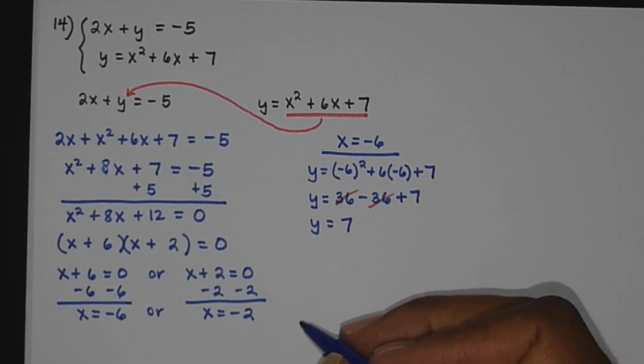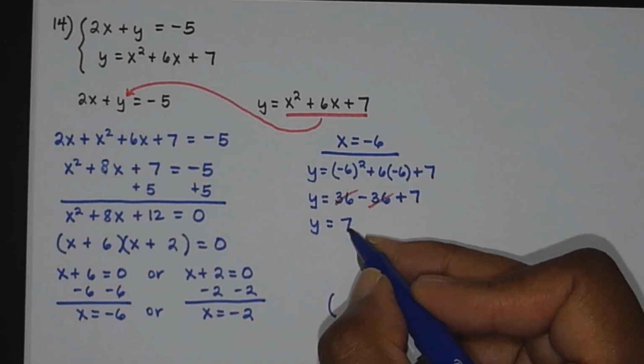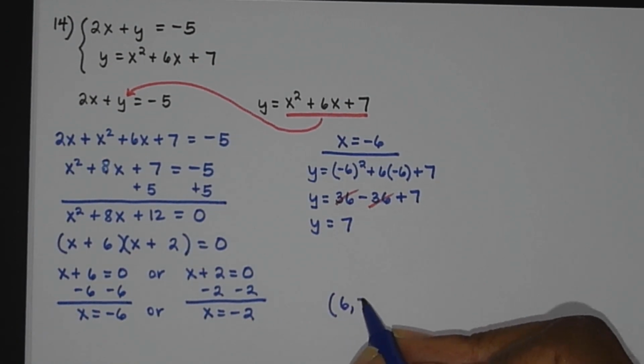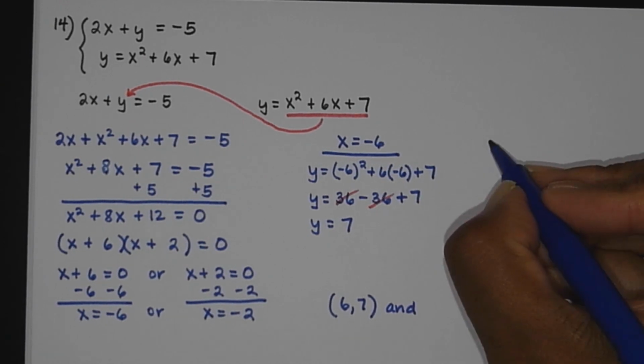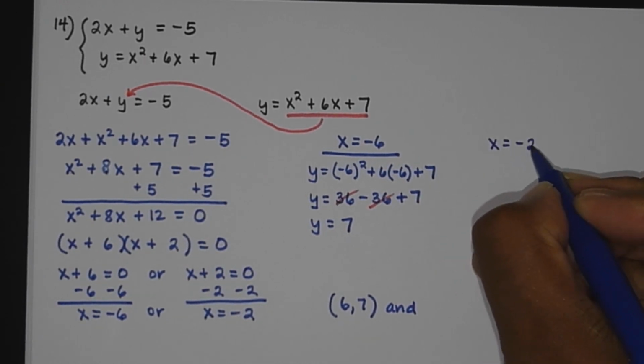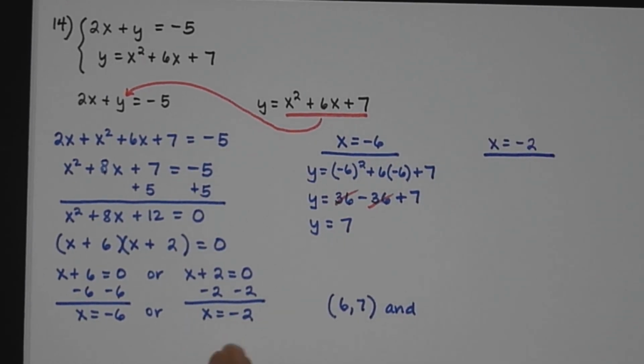So we know one of our ordered pairs will be negative 6 and 7. Now for the other ordered pair, when x is negative 2, that's this right here, let's find out what that y value is going to be.